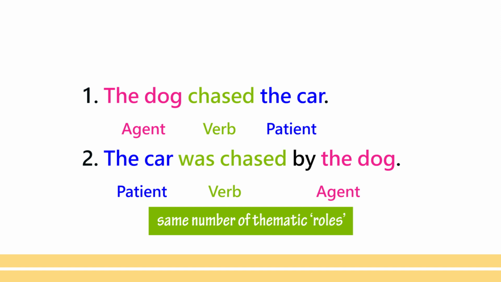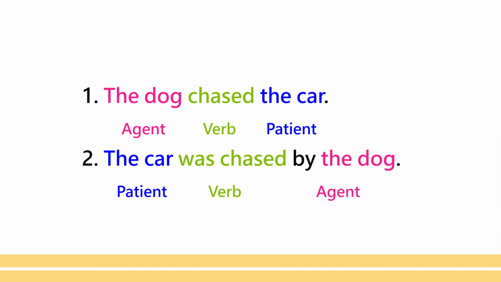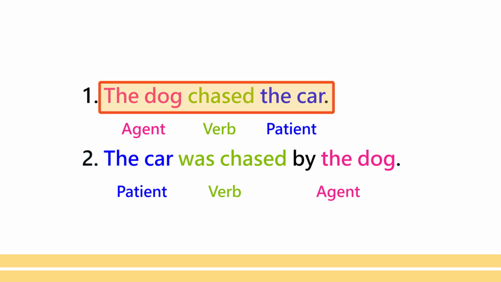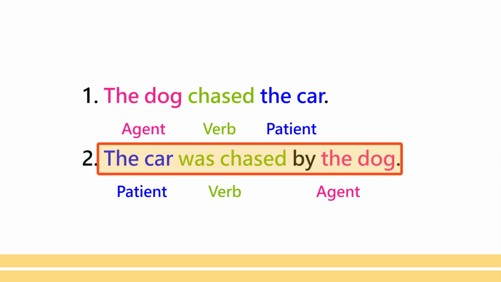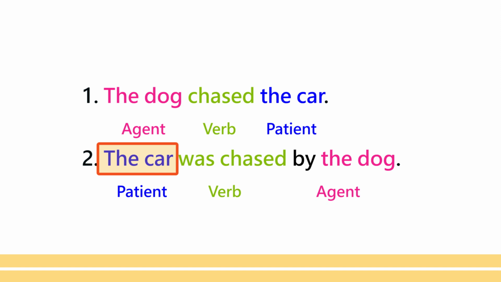If you look at it semantically, the passive retains the same number of thematic roles as the active. So thematic roles, patient, agent, you retain the same roles, the same number, while changing the relative prominence. In the sentence, the dog chased the car, the agent has been fronted, it has become prominent, topicalized. But in the passive sentence, the car has been fronted and topicalized or made prominent.